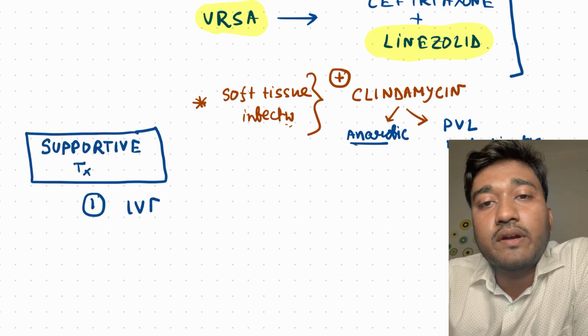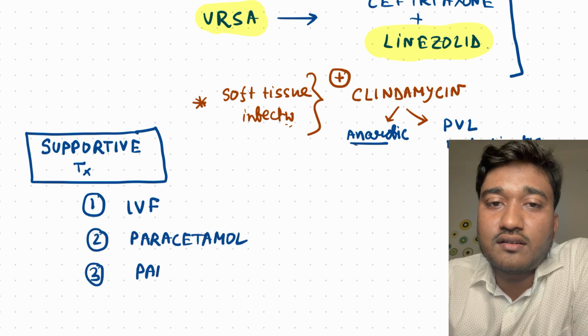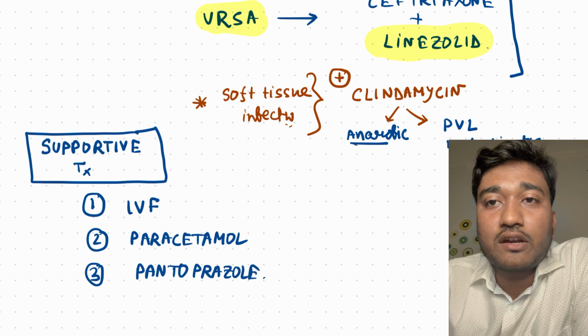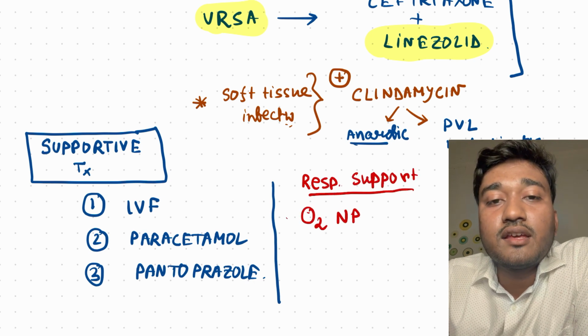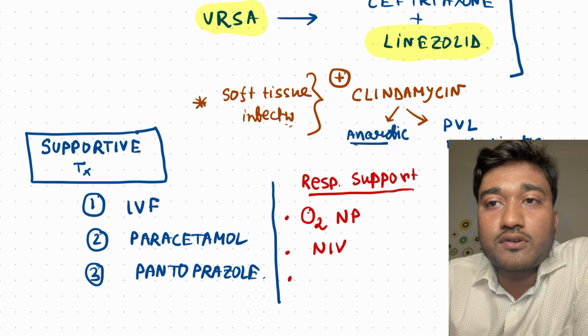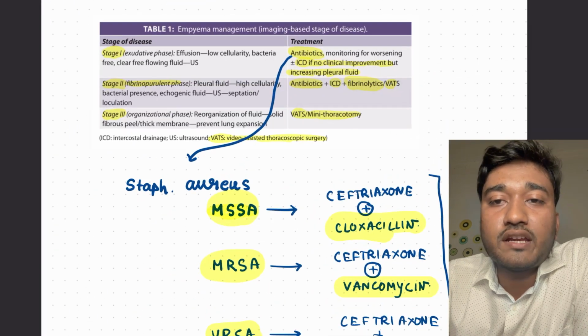And apart from antibiotic, what else do you want to do? Please give supportive therapy like IV fluid, and also paracetamol, as the patient could be having fever as well as pain, and pantoprazole. And in case of respiratory support, please don't forget, if the patient is having subcostal or intercostal retraction, need to give oxygen therapy or PEEP support in the form of NIV, or the patient could be ventilated or intubated.